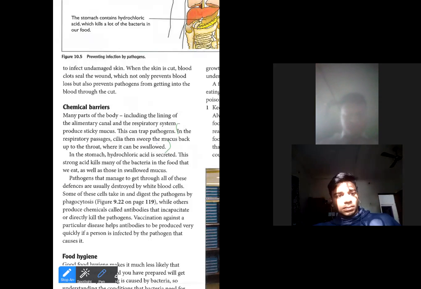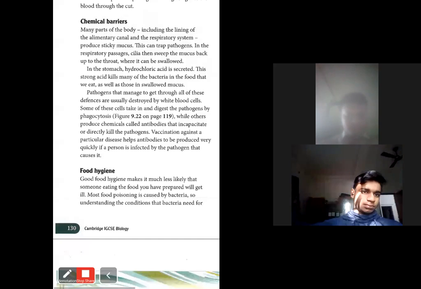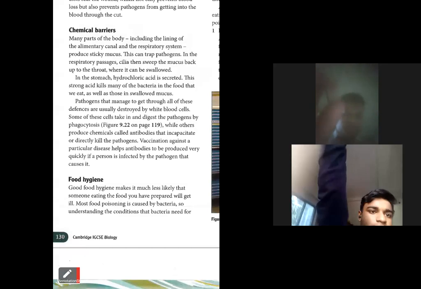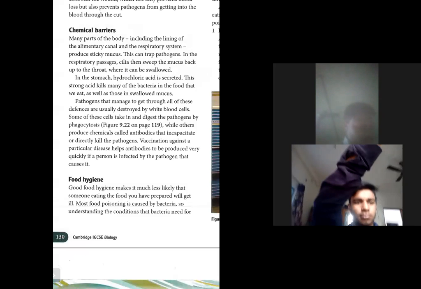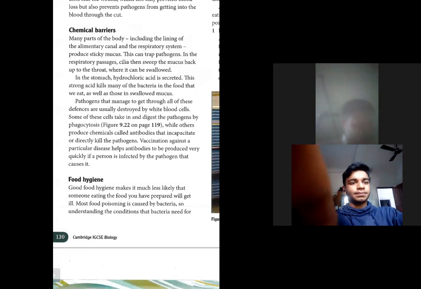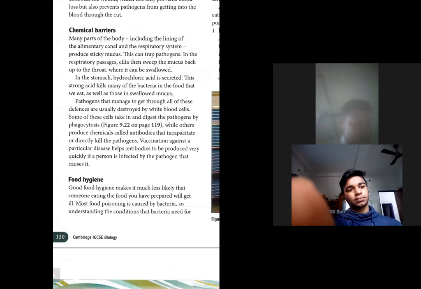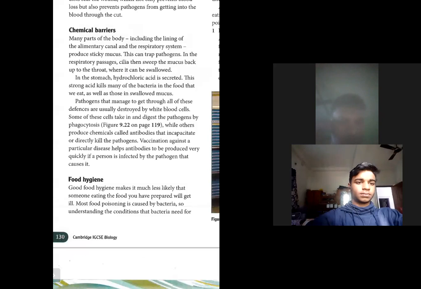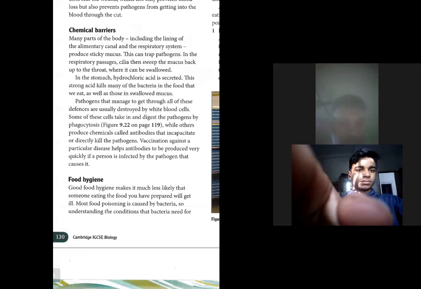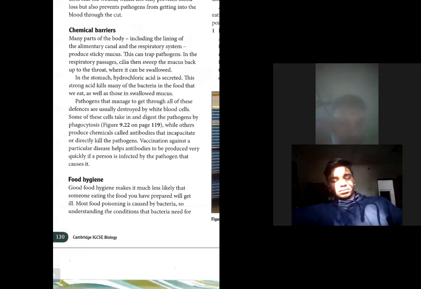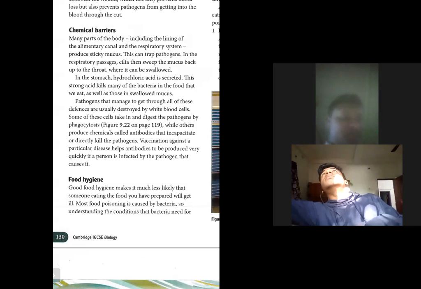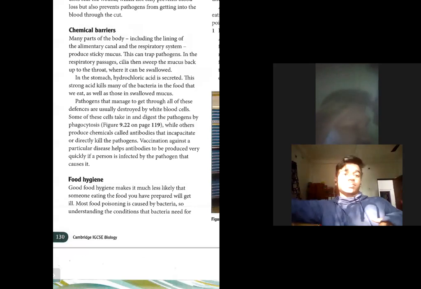Now, what type of food hygiene should we maintain? Good food hygiene makes it much less likely that someone eating the food you have prepared will get ill. So the first thing, as I'm telling you again and again: precaution is better than prevention. Have you heard this phrase before? Precaution is better than prevention.